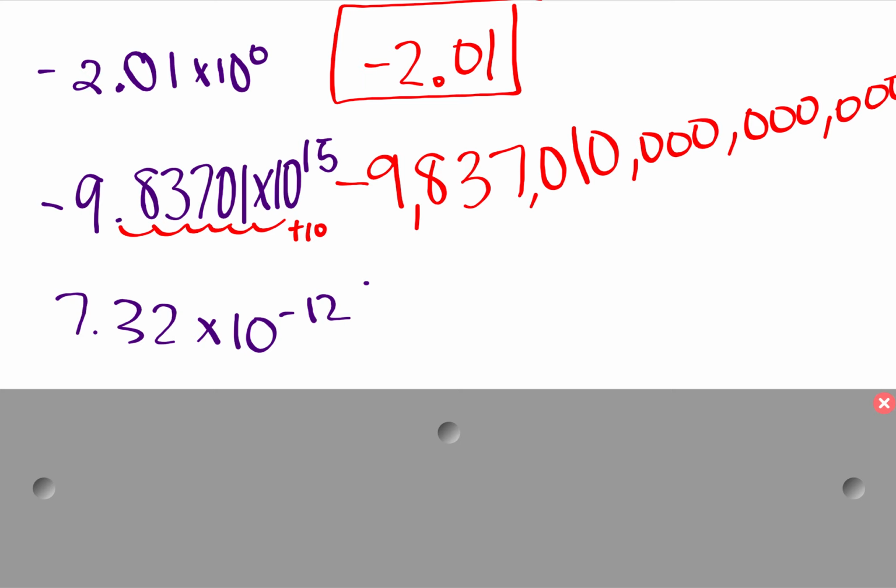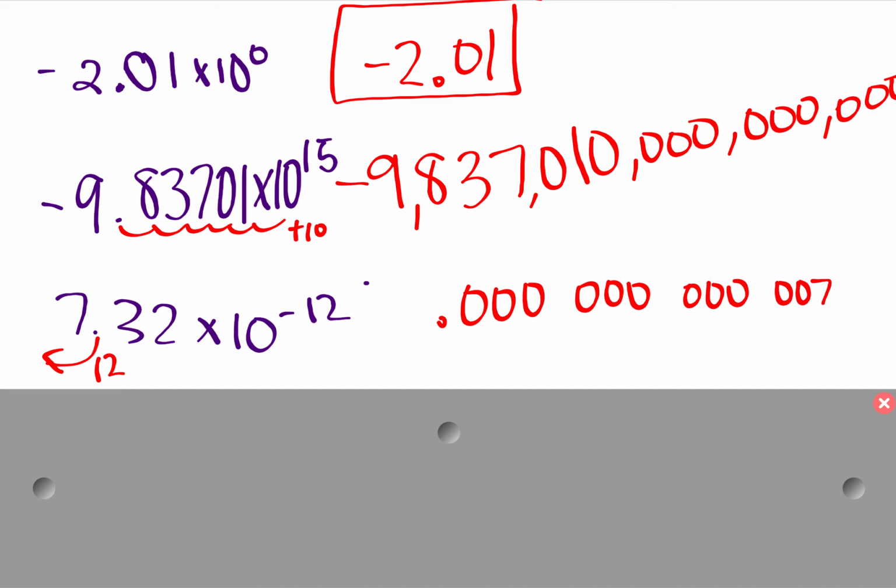7.32 times 10 to the minus 12. This is going to be moved 12 places in that direction, which is going to give us 11 zeros, followed by a 7, and then a 3, 2.